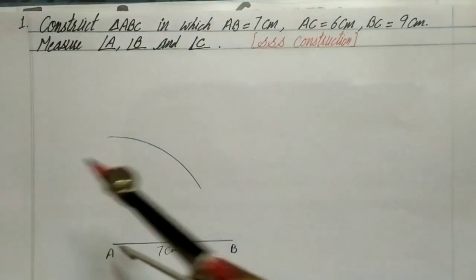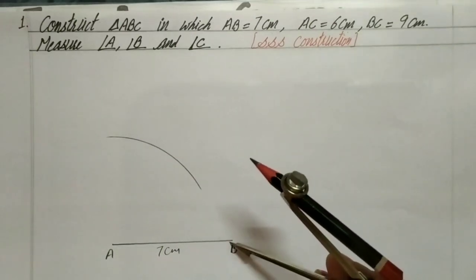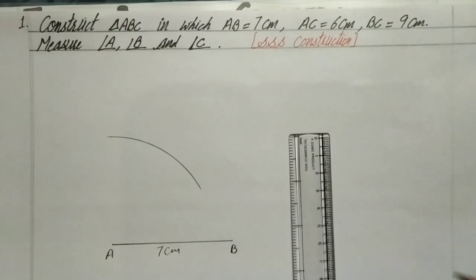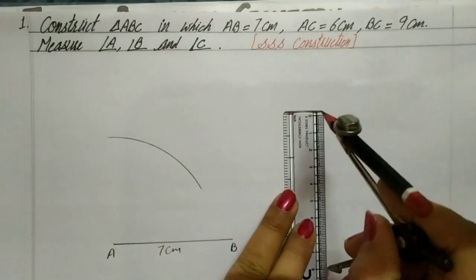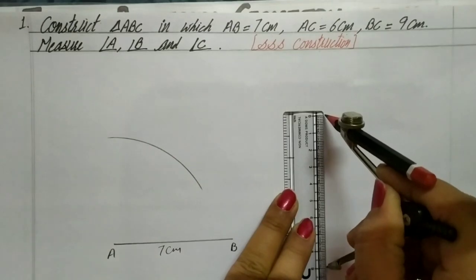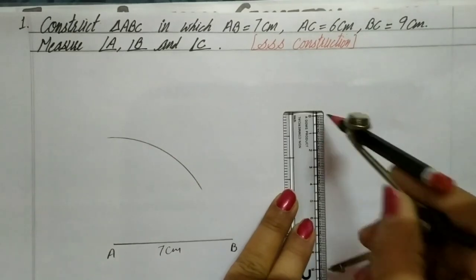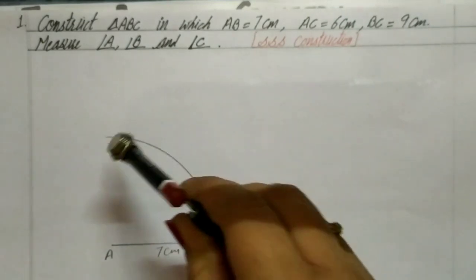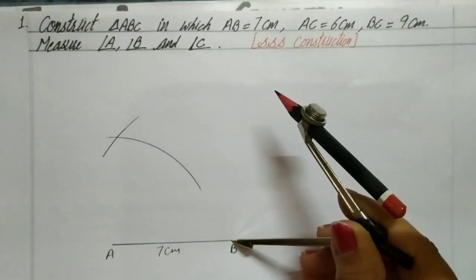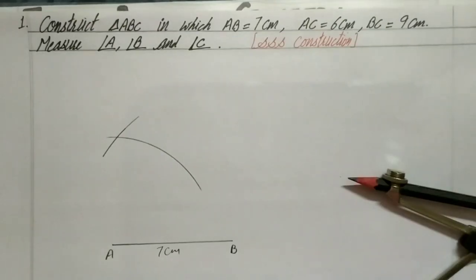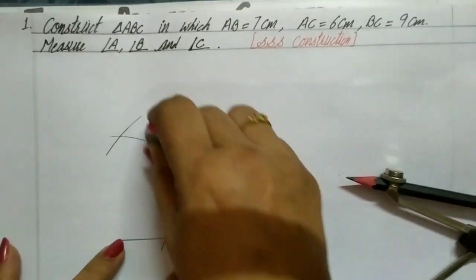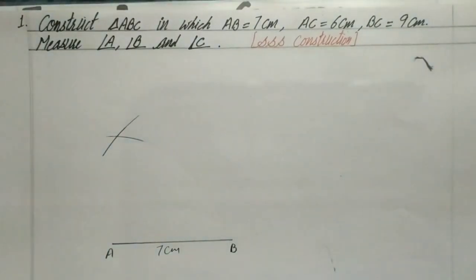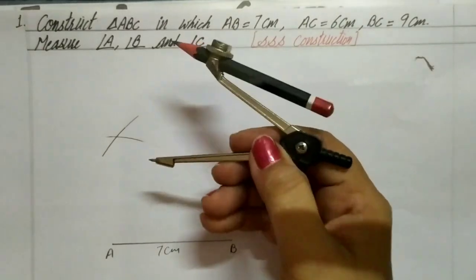Then BC is given 9 cm. B point is here, so now we'll take this point as center. Before that, open your compass 9 cm. Since the measurement is given 9, it should be 9, right? Put the pin over here, then intersect the previous arc. Now you can erase the rest of the previous arc as that is not required. Now make a hole at the point of intersection of these 2 arcs.